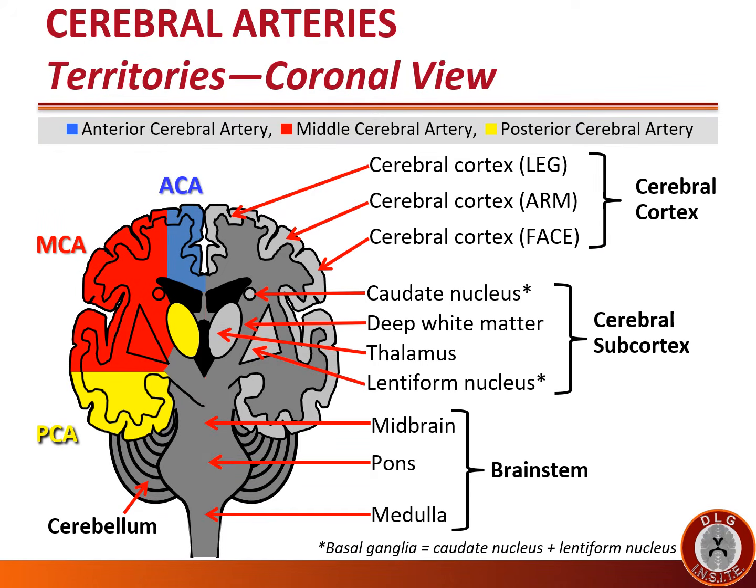The three main large arteries that supply the cerebrum are the anterior cerebral artery, the middle cerebral artery, and the posterior cerebral artery. The anterior cerebral artery supplies the medial or parasagittal part of the cerebrum. The middle cerebral artery supplies the biggest part of the cerebrum, the superolateral part. And the posterior cerebral artery supplies the inferior temporal lobe, the thalamus, and also, not seen in this image, more posteriorly, the occipital lobe.